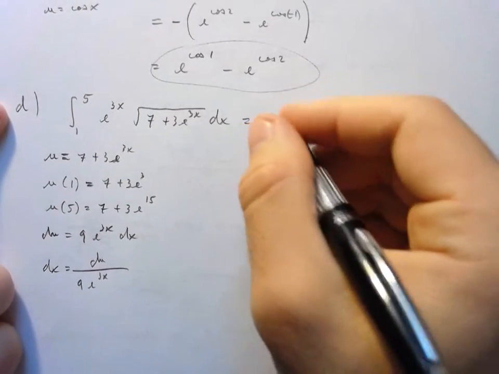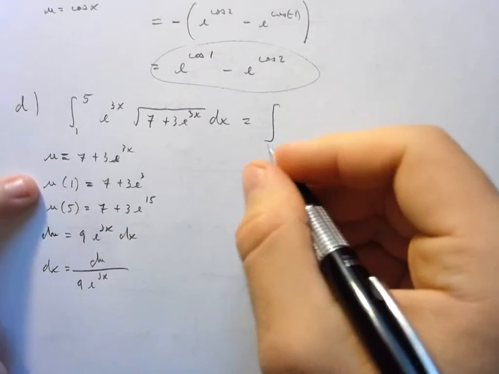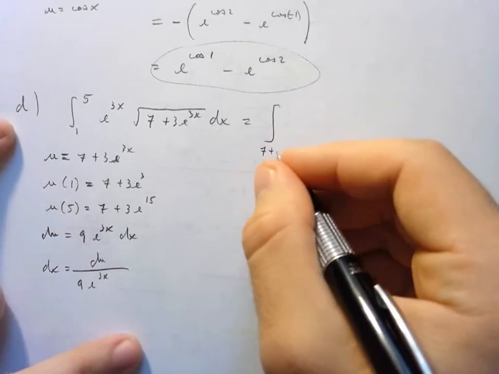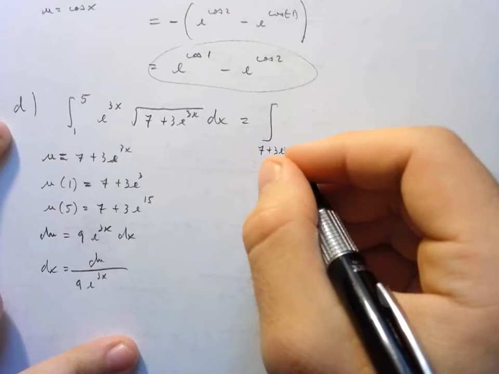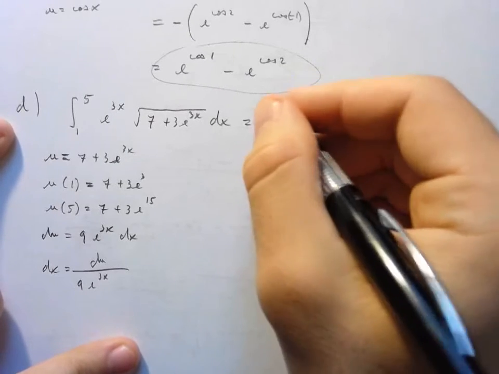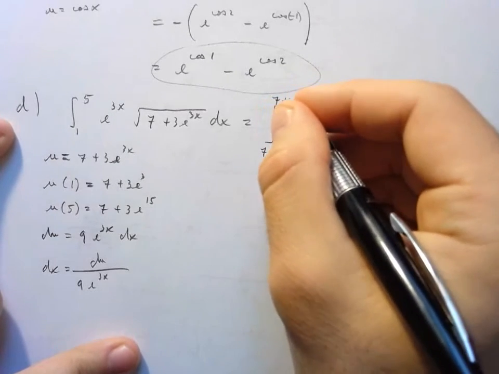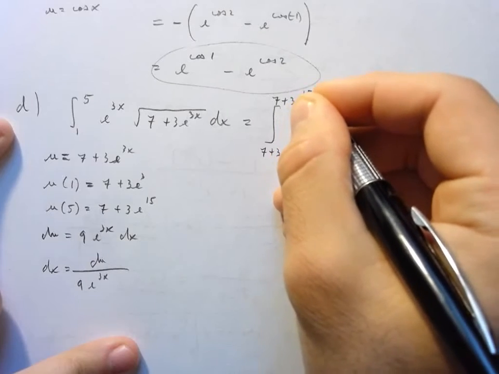So let's see. The bounds for the integration, the new lower bound is 7 plus 3e to the third. Upper bound is 7 plus 3e to the 15.